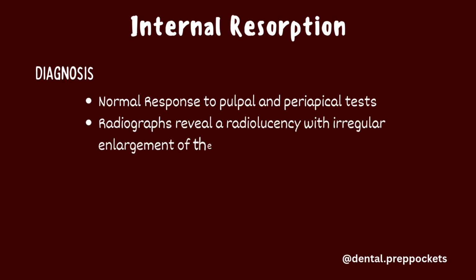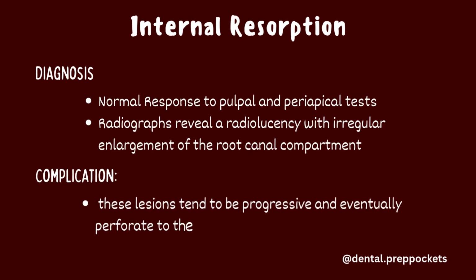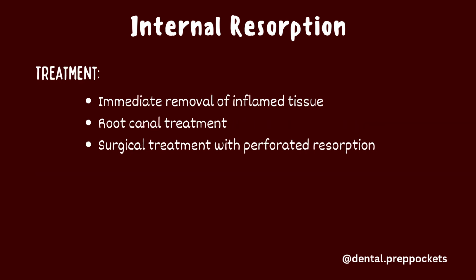Radiographs reveal a radiolucency with irregular enlargement of the root canal compartment. These lesions tend to be very progressive and eventually perforate to the lateral periodontium. When this occurs, pulpal necrosis ensues, creating major problems in treatment options. Teeth with perforated resorption are difficult to treat non-surgically. Treatment includes the immediate removal of inflamed tissue by doing root canal treatment. Surgical treatment is the only option to treat teeth with perforated resorption.